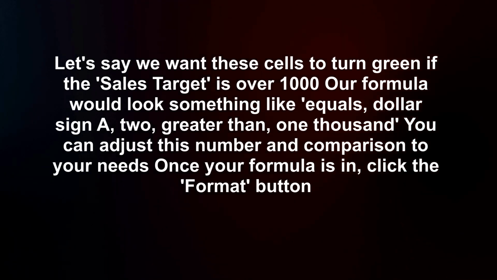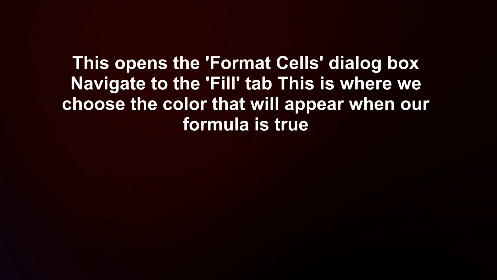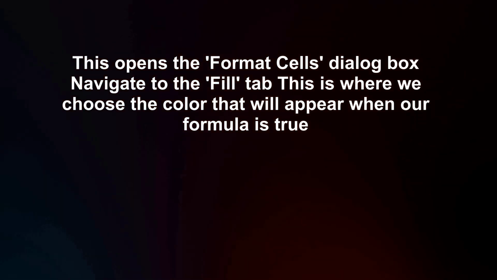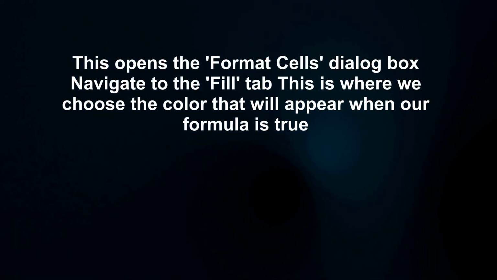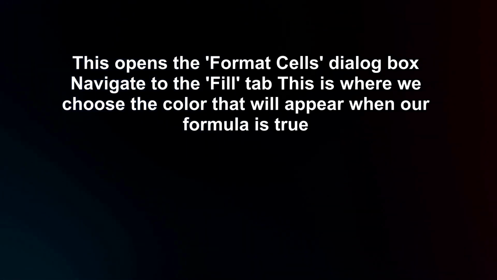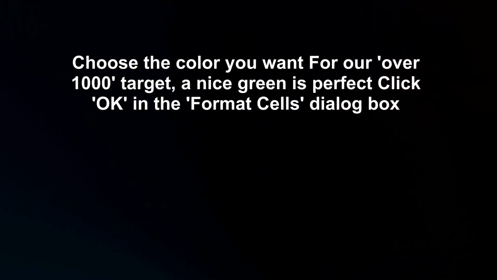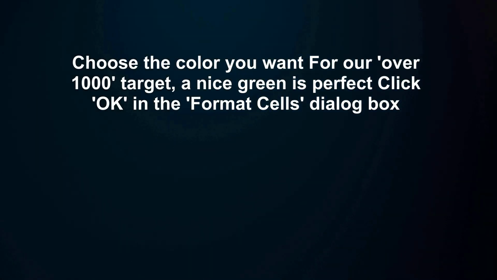Once your formula is in, click the Format button. This opens the Format Cells dialog box. Navigate to the Fill tab. This is where we choose the color that will appear when our formula is true. Choose the color you want for our over 1,000 target. A nice green is perfect.